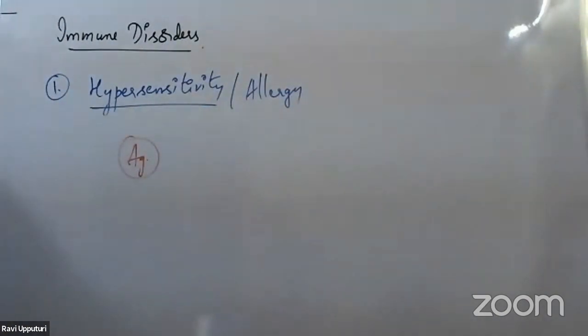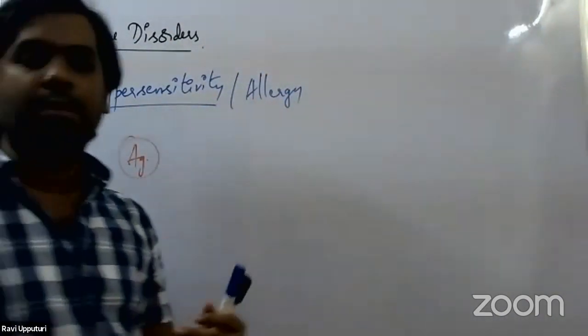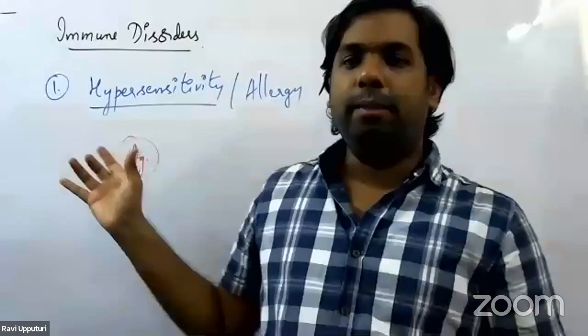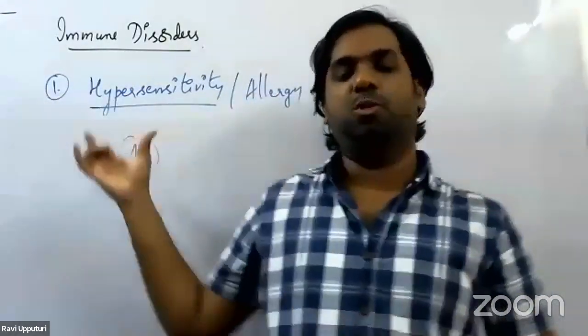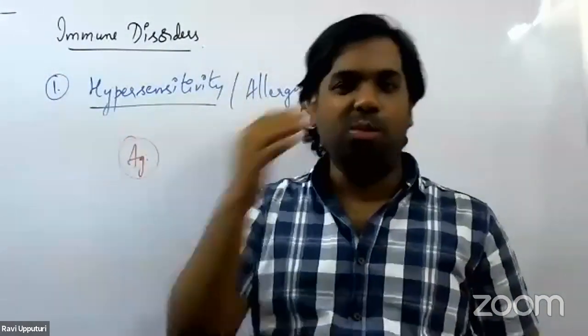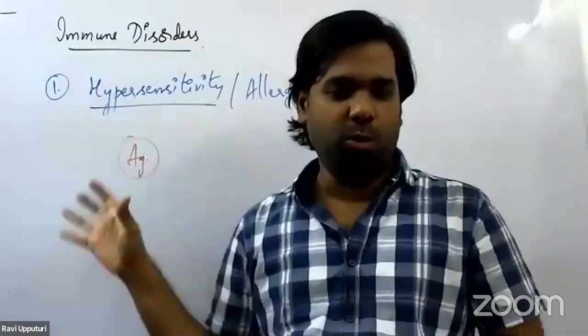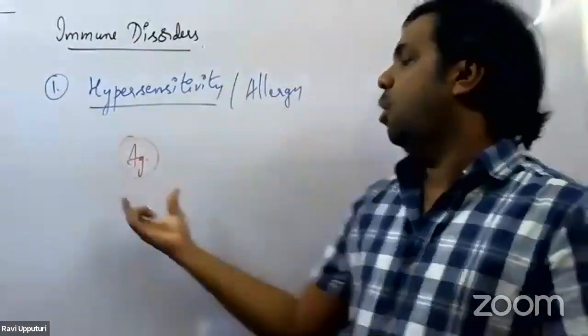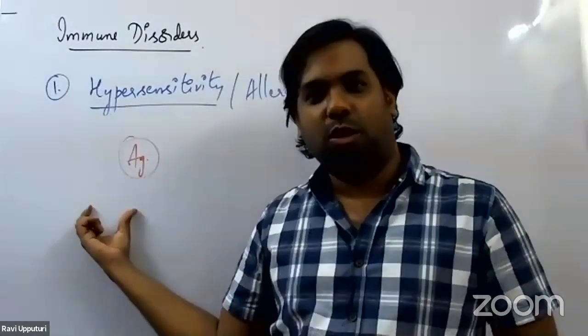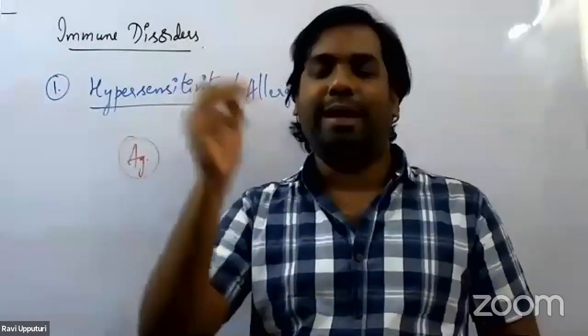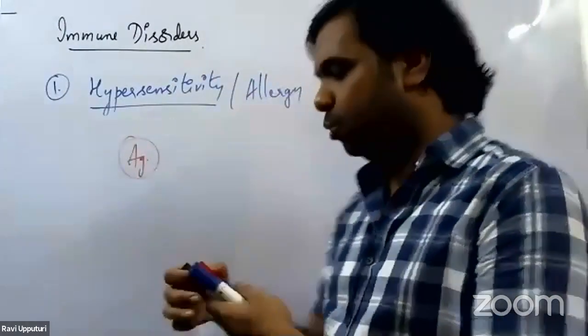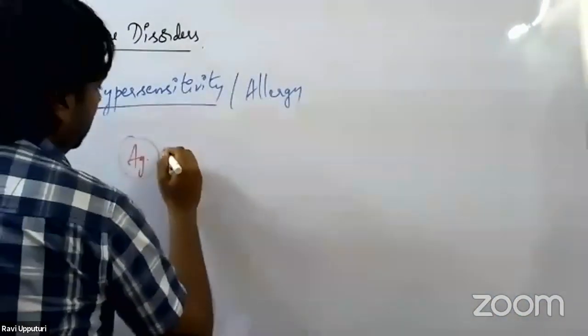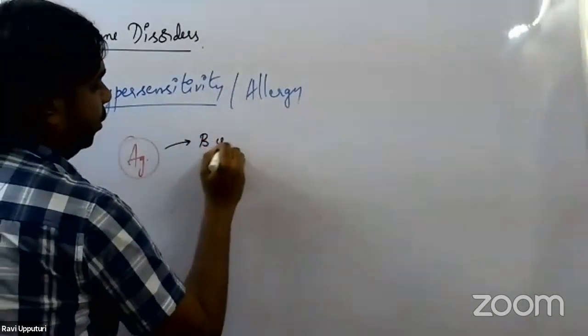Whenever the allergen enters into the body, again the same thing. The type of immune response that is brought about here is mostly the humoral immunity. What exactly happens is, whenever an allergen enters into the body, first the B cells would get activated. So this comes in contact with the B cells.